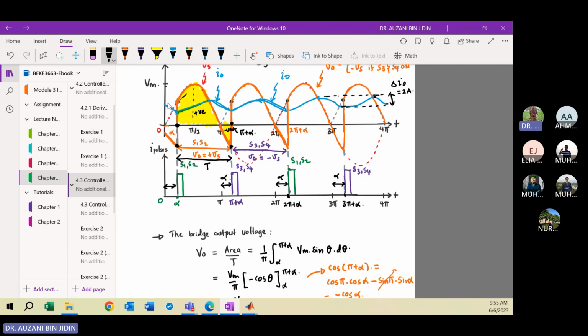Okay, clear? So this is the maximum value. Here will be the minimum value. So the current ripple can be calculated as the difference between the maximum output current and the minimum output current, IO max minus IO min. So this part you need to calculate the value of L so that you can limit the current ripple.